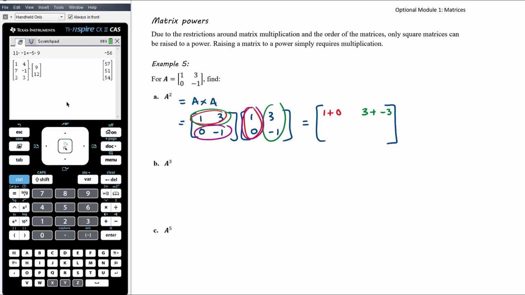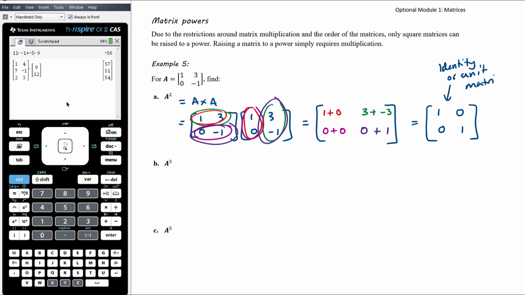Bottom row times left column. Okay. 0 times 1 is 0, plus negative 1 times 0 is 0. And then sorry, just finding another pen colour, and then bottom row times right, 0 times 3 is 0, plus negative 1 times negative 1 is 1. Okay, so we get 1, 0, 0, 1 when we square matrix A. Remember, that's called a unit or identity matrix. Unit matrix. When we have ones in the leading diagonal and zeros everywhere else.